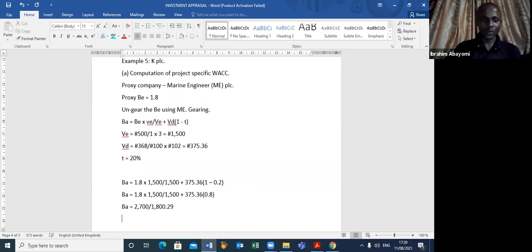So what will be our beta of asset? Our beta of asset will be 2,700 all over 1,800.29. That is 1.5 approximately. Normally it's 1.499, or approximately 1.5. Not percent, please. Beta is not measured by percentage. Don't go and put percent there, please. It's an absolute figure, 1.5.